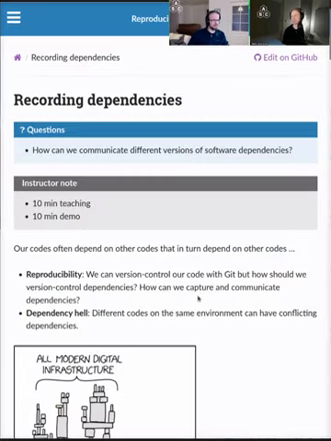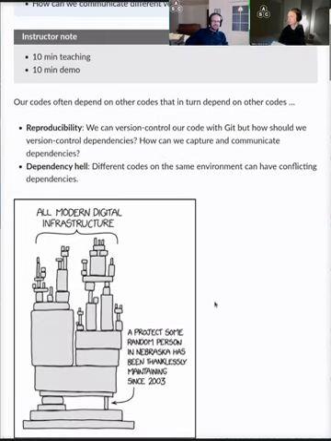Okay, and welcome back. So we've talked about organizing your folders, organizing your code, and recording the steps. And the next thing that we want to talk about is recording dependencies and how to communicate different versions of software dependencies. Our code often depends on other codes, or other libraries, and that in turn depends on other codes and so on. So for reproducibility reasons, we can version control our code with Git, but how can we version control dependencies? How can we capture and communicate them?